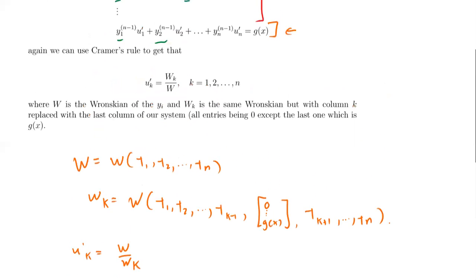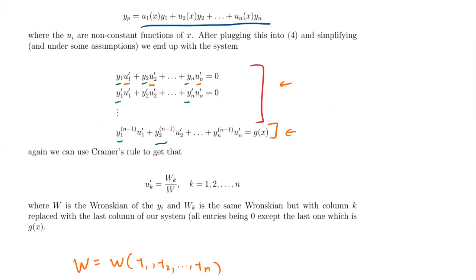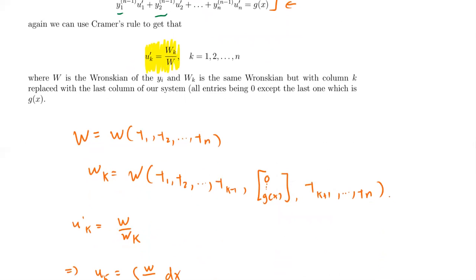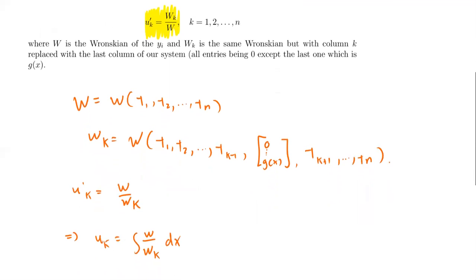And again, I don't spend a lot of time on the derivation because it's basically the same thing as before. You just plug in this y sub p, and you make these assumptions that all of these expressions are equal to 0, so that everything simplifies to this last line that I boxed in orange. So what's most important for us is this equation that we have for each u prime of k, and these definitions. The w is just the usual Wronskian of the y sub i's, and then w sub k is the Wronskian again of the y sub i's, but you remove the column for y sub k and replace it with a column with all zeros and g of x at the end.